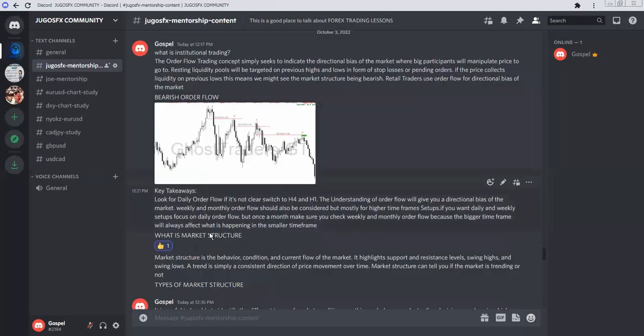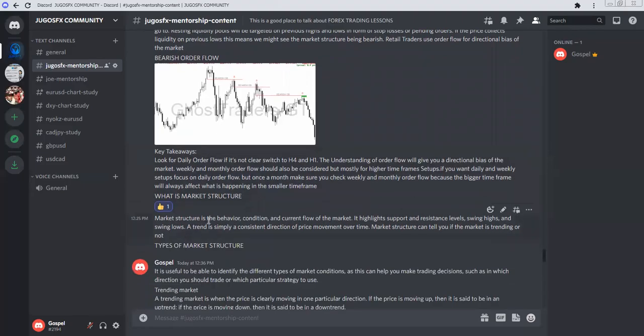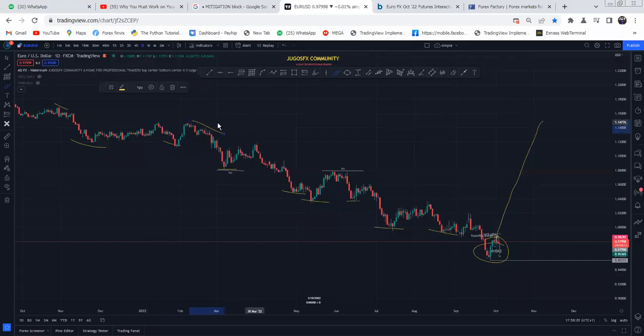Now, all these things that I'll be doing now, I'll be incorporating with the order flow. Okay, so let's start with market structure. What is market structure? Market structure is the behavior or condition and the current flow of a market. It highlights support and resistance levels, swing highs and swing lows. A trend is simply a consistent direction of price movement over time. Market structure can tell you if the market is trending or not.